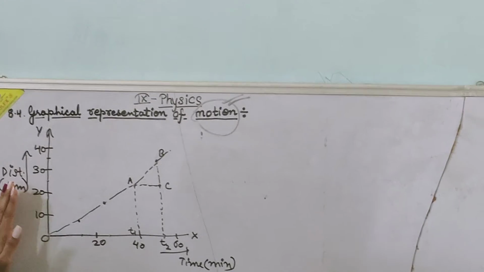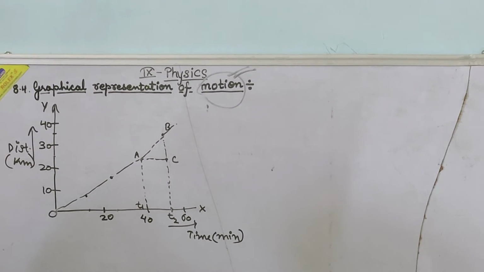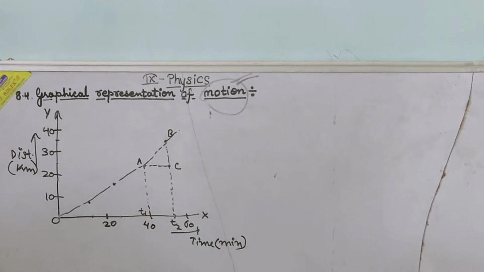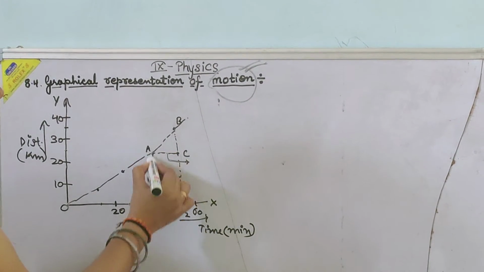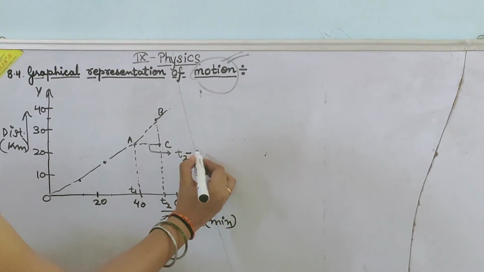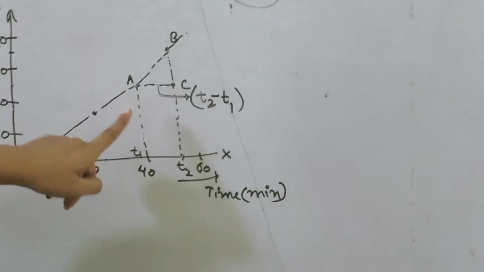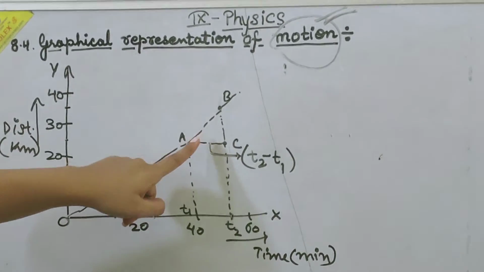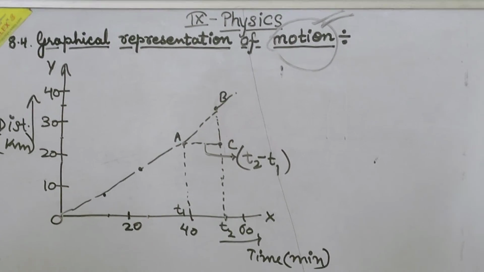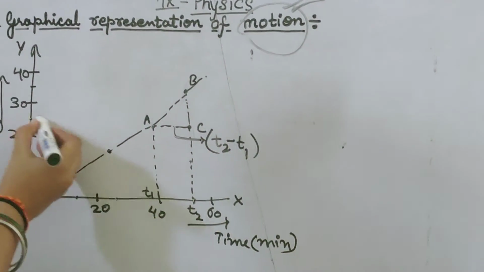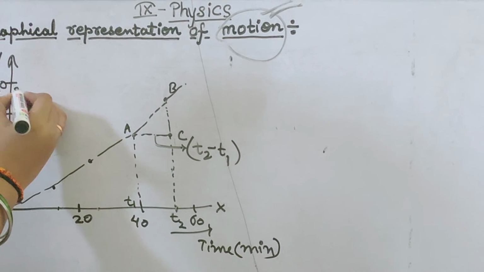To form a triangle ABC. What is this triangle's name? Triangle ABC. Now on the graph, AC denotes the time interval. AC will denote T2, this time, and T1, this time. So T2 minus T1 is the difference between the two times. And BC corresponds to the distances S2 and S1. Here it will be S1 and here it will be S2.